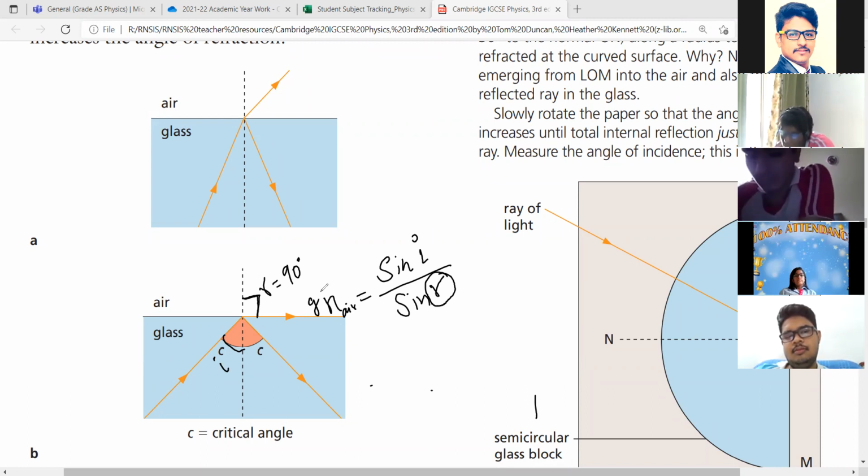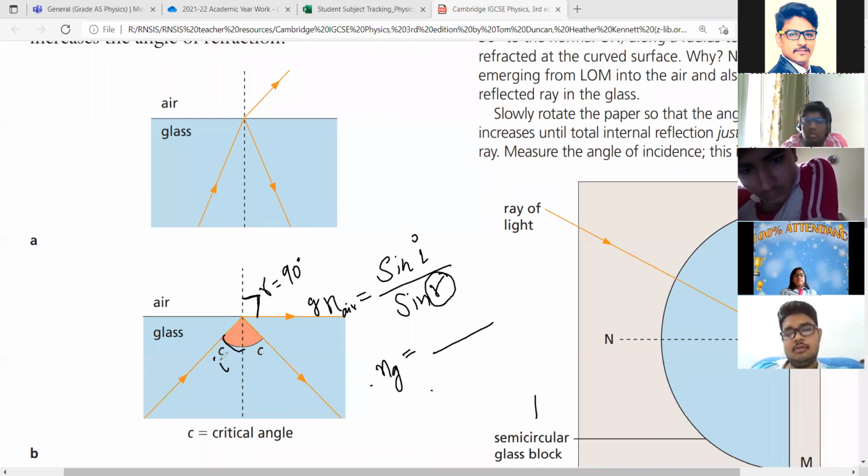So if I want to find the refractive index of glass, tell me, what is the angle inside the glass? This angle. It is the incident angle. Where is the glass? Glass is this medium, okay? And the angle is here.